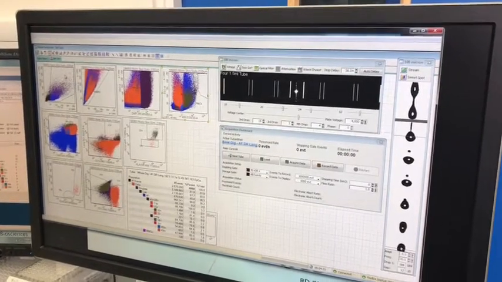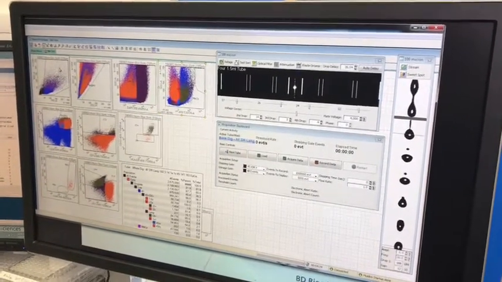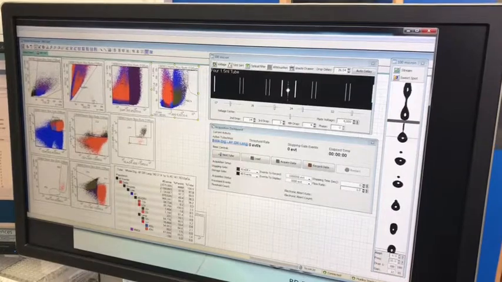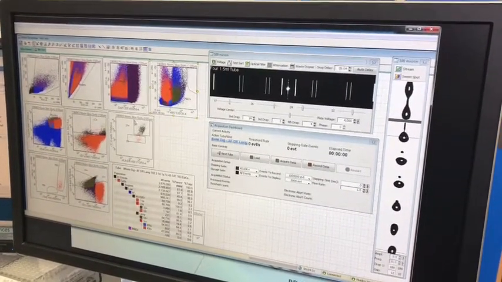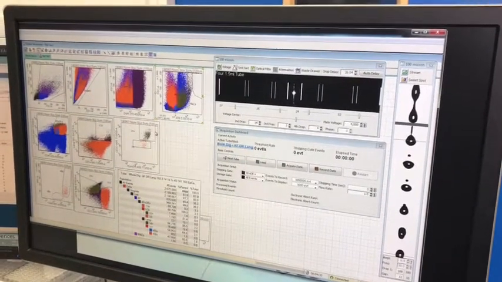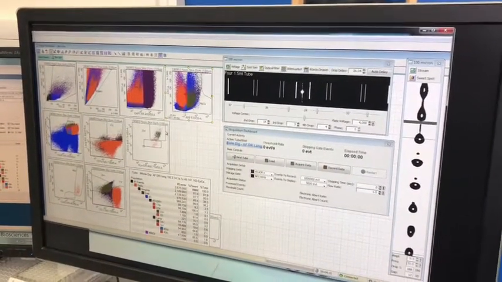We can then use the plots to narrow down the cell types that we're interested in. And then using the very specific surface markers, we can gate the cells and then tell the cytometer that these are the cells we want to sort.